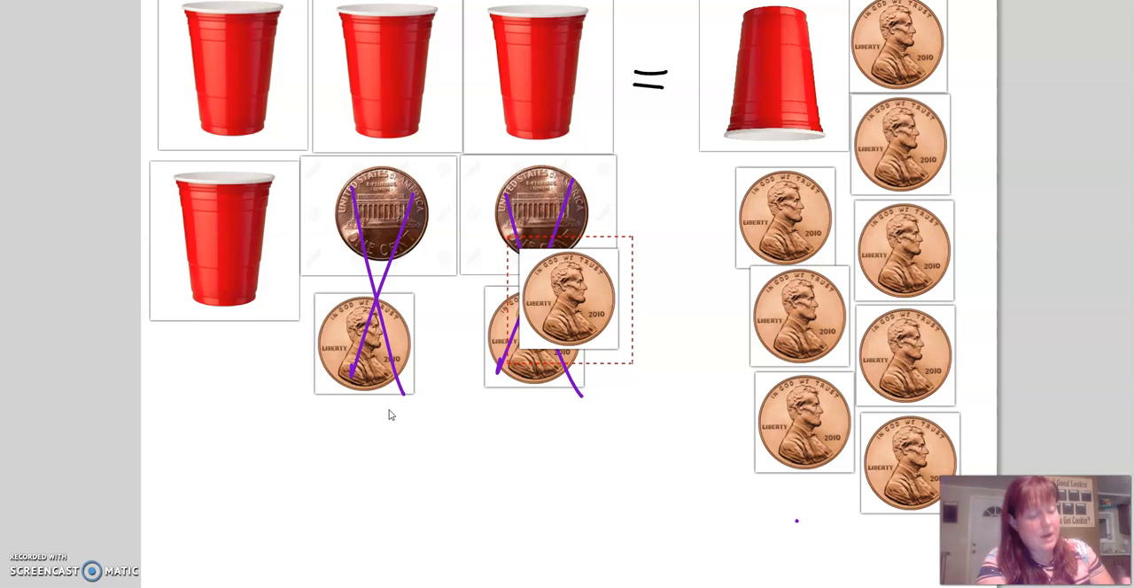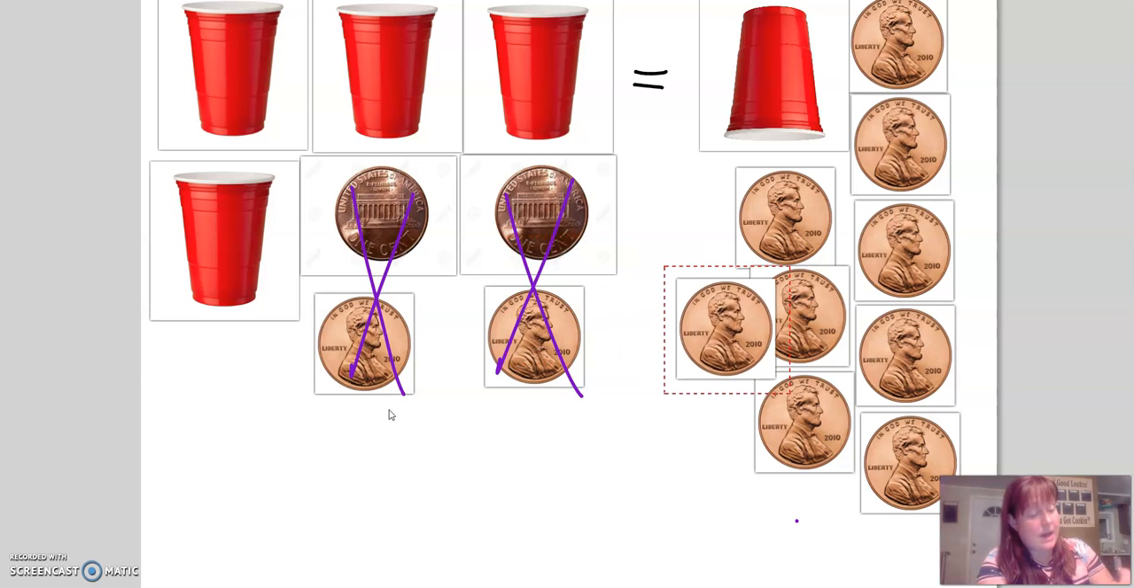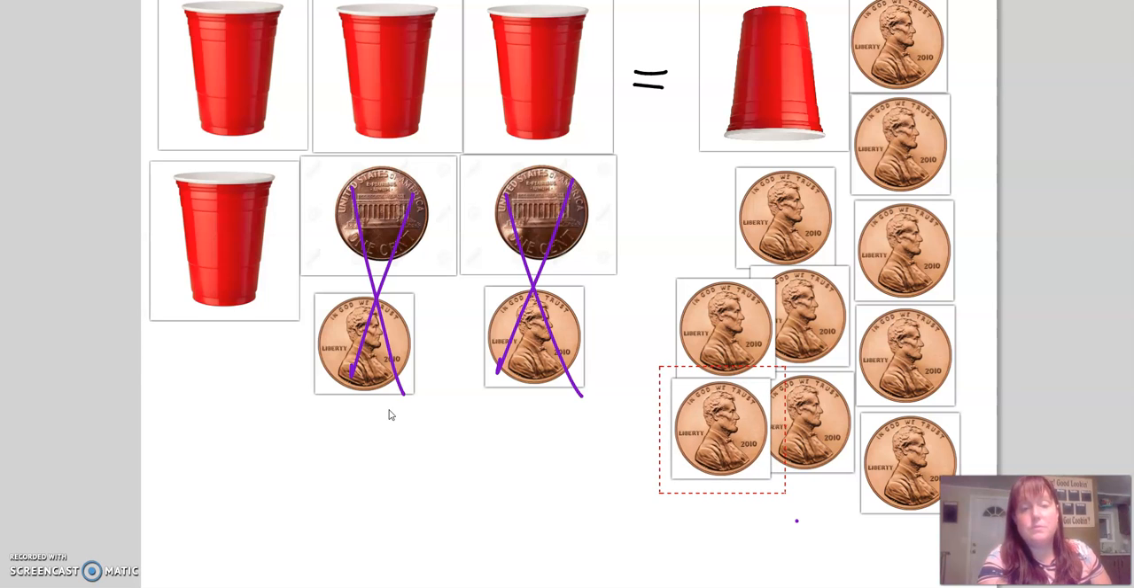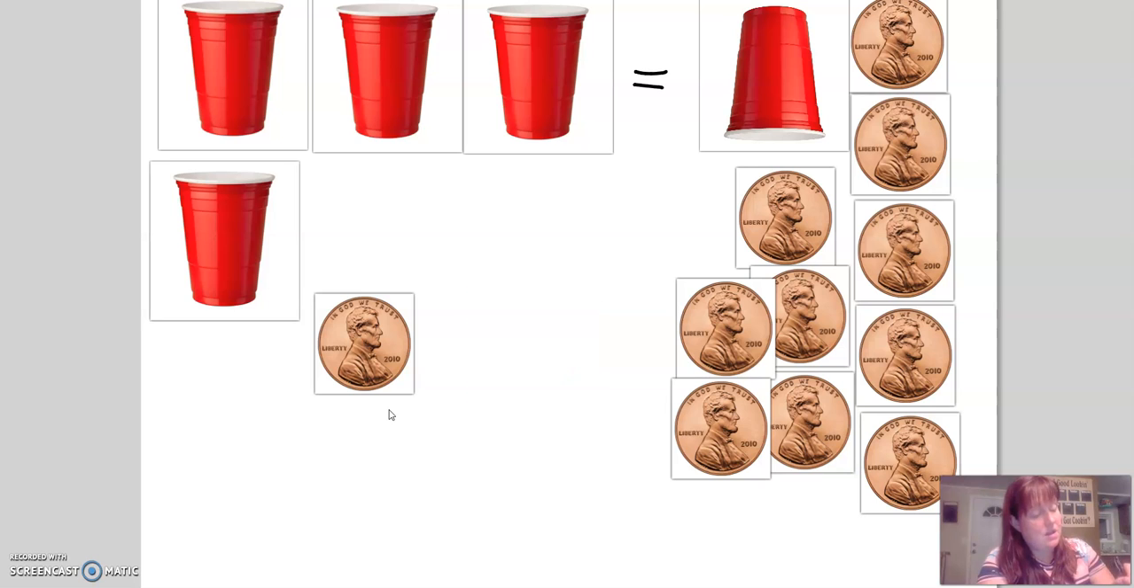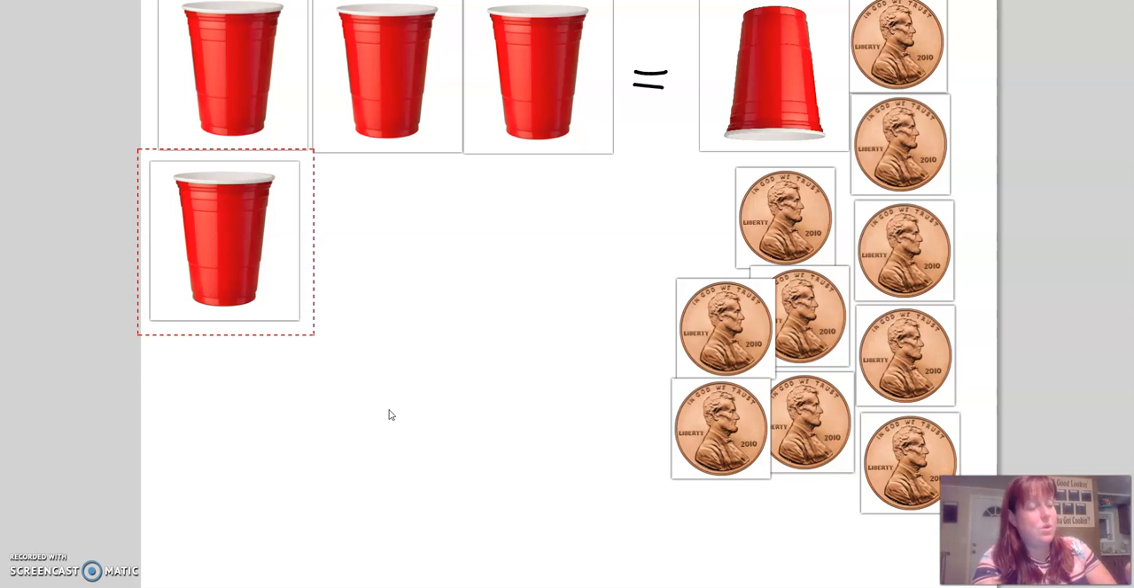If I added 2 positive pennies to that side, I should also add 2 positive pennies to this side. So there we go. Now these are gone. We'll delete all of those because they zeroed each other out. Okay, and now we're almost to the point where we have just cups on one side and just pennies on the other side. So what do we need? Well, we need to get rid of this negative cup over here. So how do we get rid of that?